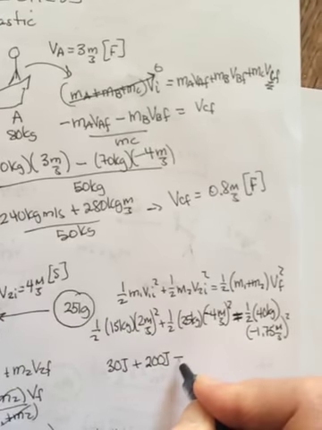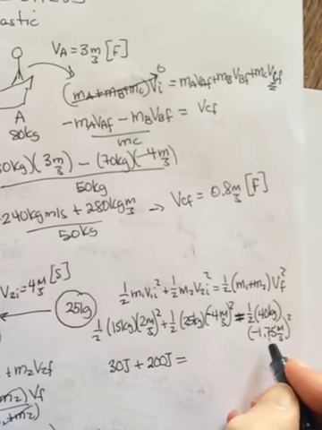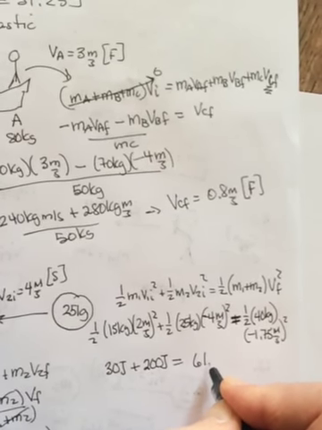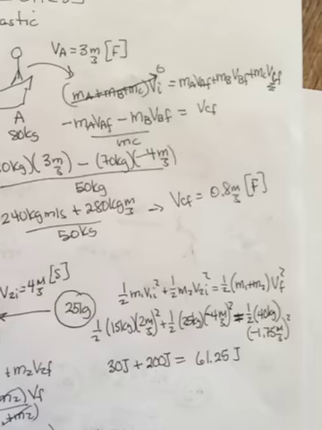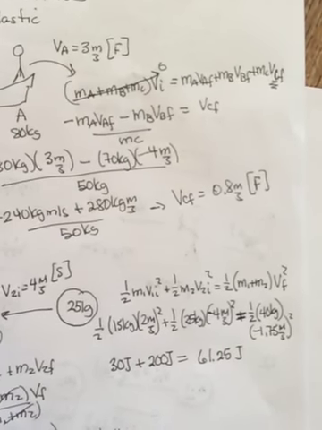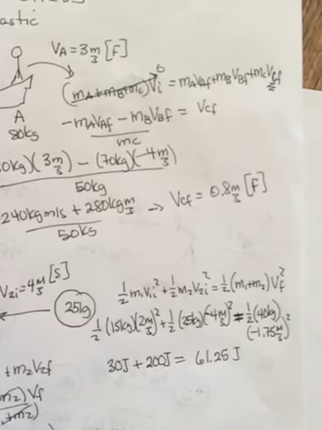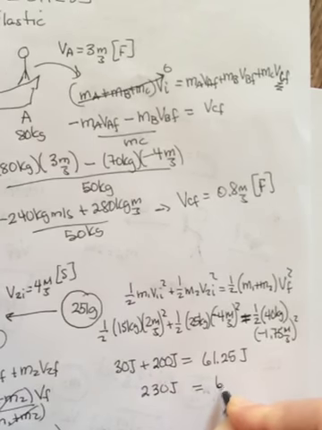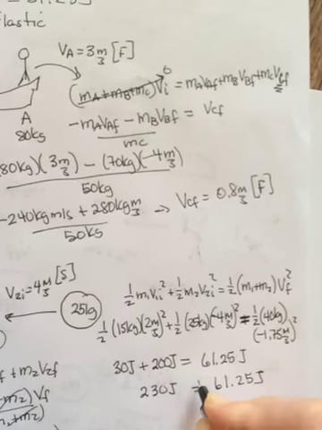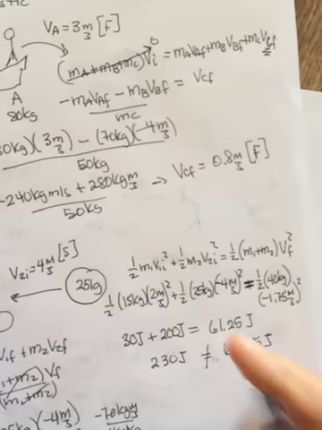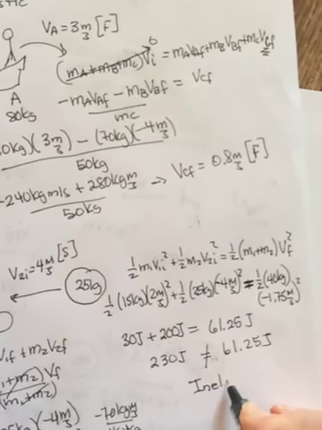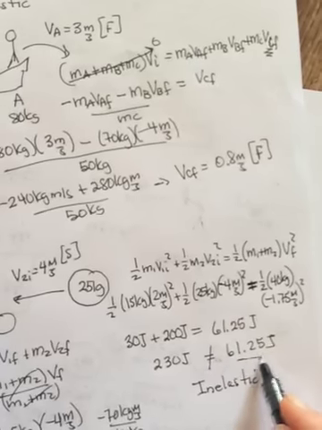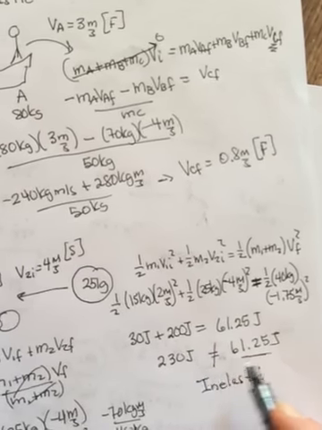Yeah. And the other side, 1.75 squared, half of 40, 61.25, I think, joules. I might just check that because I'm not sure I got 1.75 squared in my head correctly. Times 20. Yeah. And so the first side is 230 joules. The second side is 61.25 joules. I don't think they're equal. So you draw a line through it and you write the word inelastic. Okay?